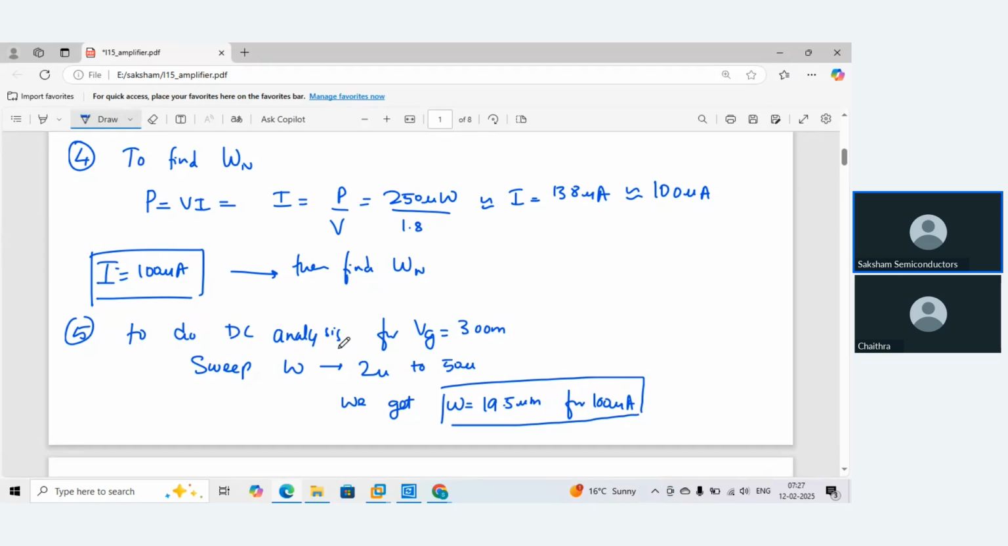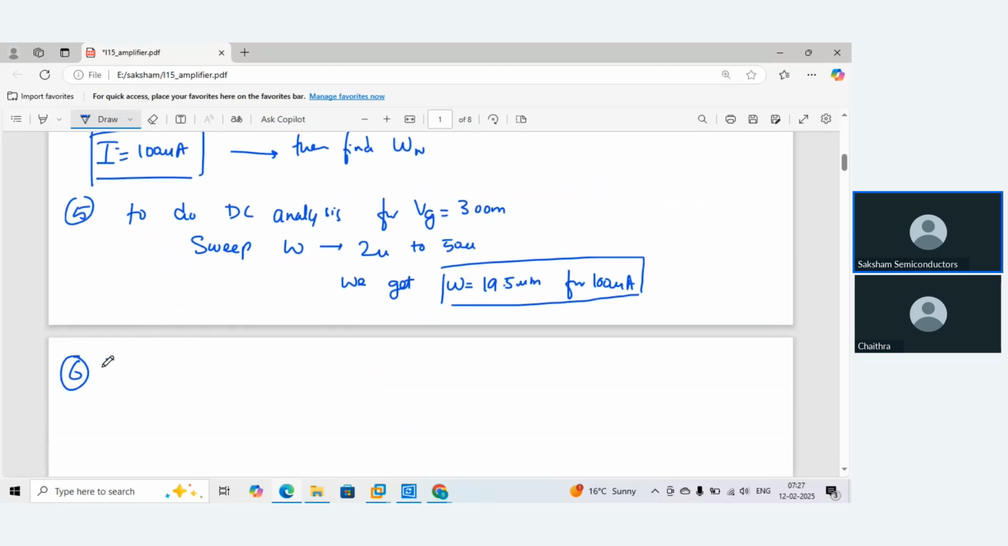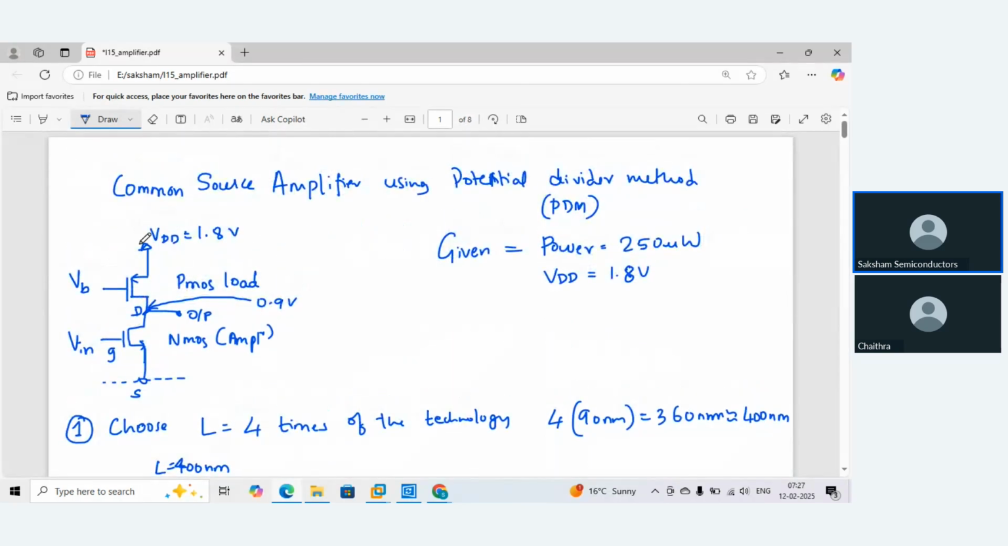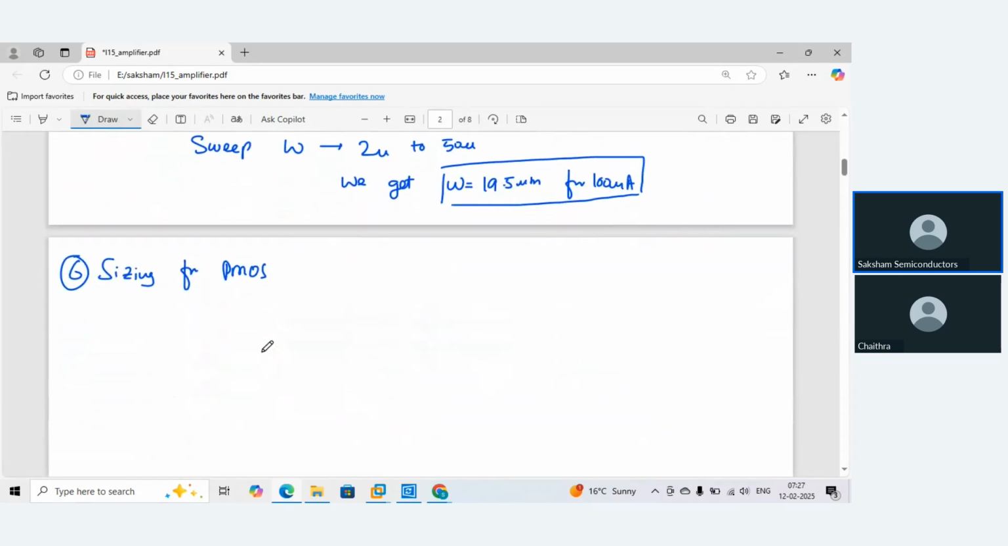So now on the same grounds, we need to do the sizing for my PMOS. When we do the sizing for PMOS, we should take only the PMOS, so the upper circuit. If you see, this is connected to VDD, there is 0.9 volt, and there is a V bias voltage. So I have my PMOS, this is 1.8 volt, this is at 0.9 volt, and this is at VB, nothing but my VG.